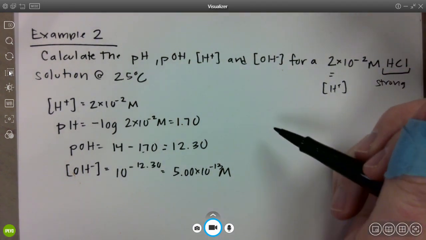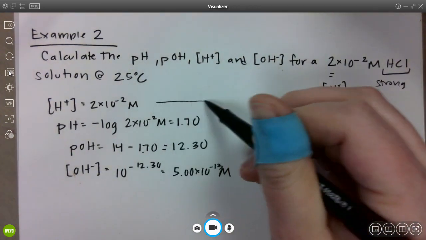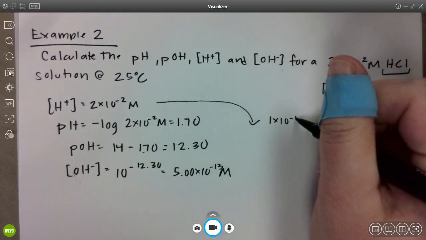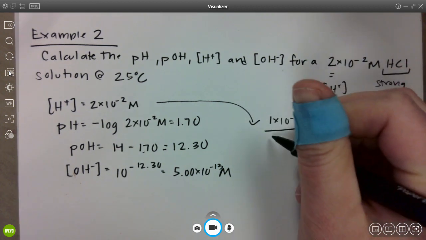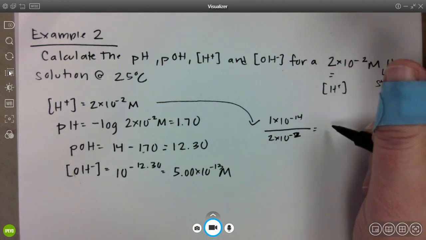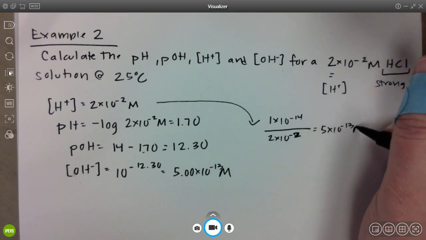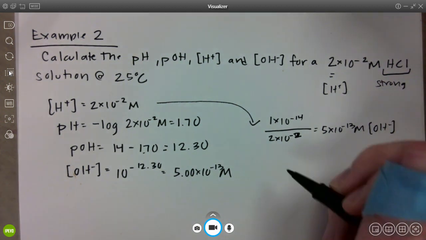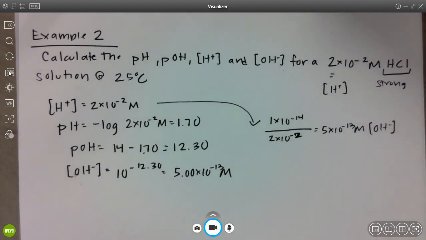If you felt so compelled, though, you could use your concentration of H plus and take 1 times 10 to the negative 14th and divide it by 2 times 10 to the negative second, and then get 5 times 10 to the negative 13th molar for my concentration of OH minus, okay? And then you could find your pOH from there. So there are a number of options as you're going through. Just keep that in mind as you are doing these calculations, that a lot of times there are multiple ways to get out of the problem that you have.